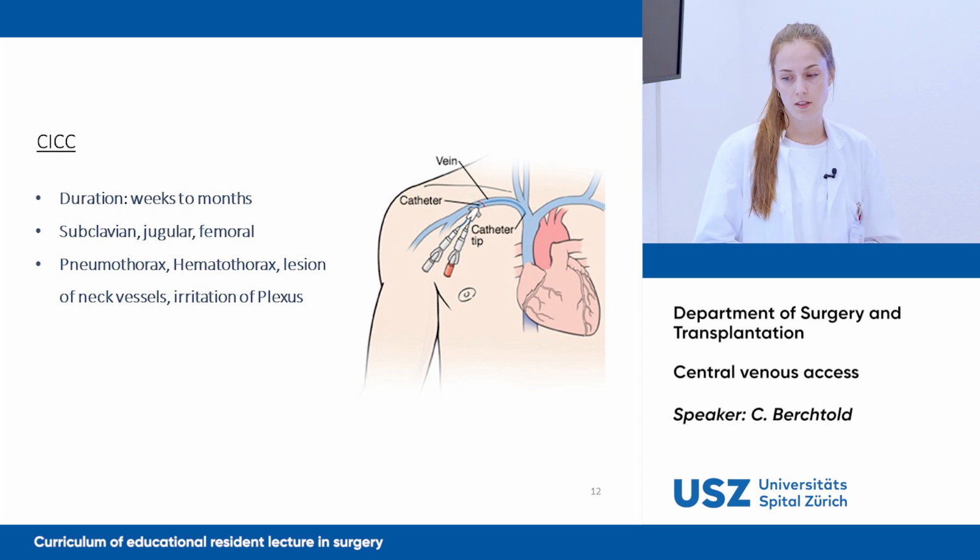Centrally inserted central catheters can stay in place for weeks to months. They're usually applied at the subclavian, the jugular, or the femoral vein. And specific complications depend on the site: pneumothorax, hematothorax, lesions of the neck vessels, and irritation of the plexus.